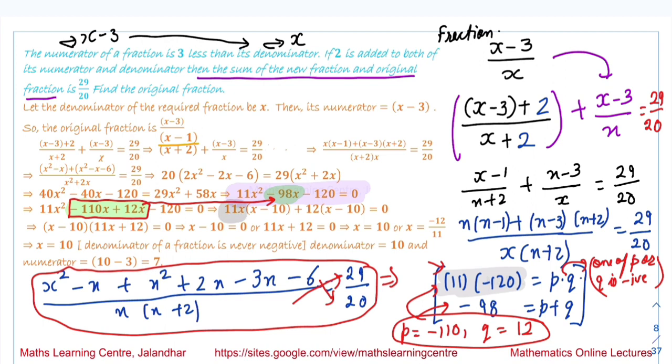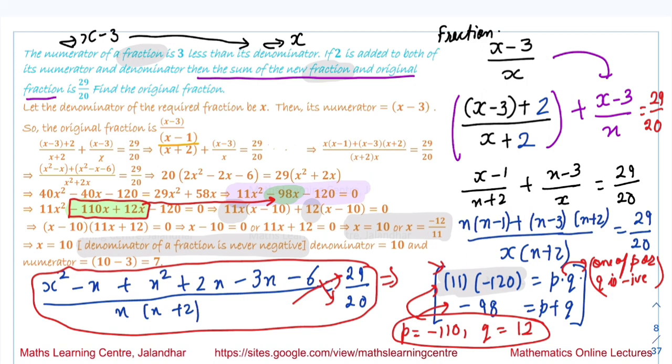Now after taking 11x and 12 common, we get that x has two values, either x = 10 or x = -12/11. Now we are saying the term we are talking about is a fraction. A fraction can never have a negative denominator, and secondly, the denominator of the fraction we are talking about is a natural number.